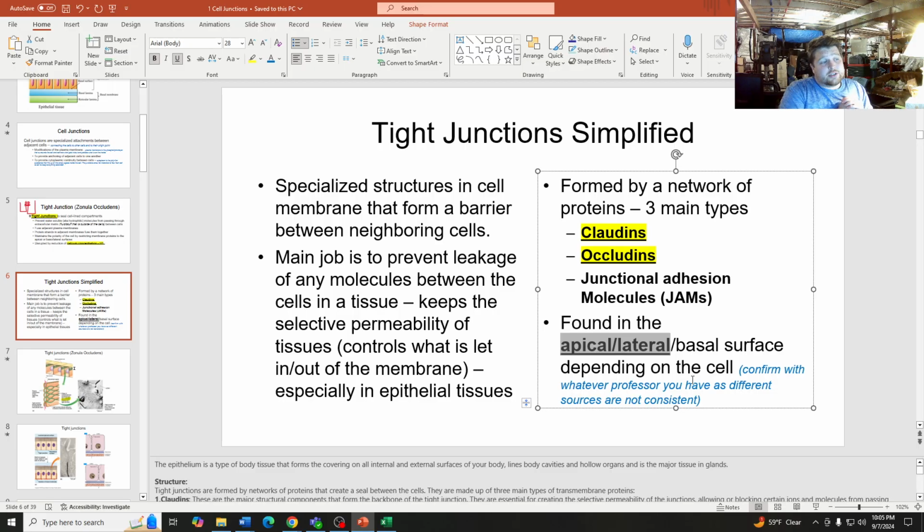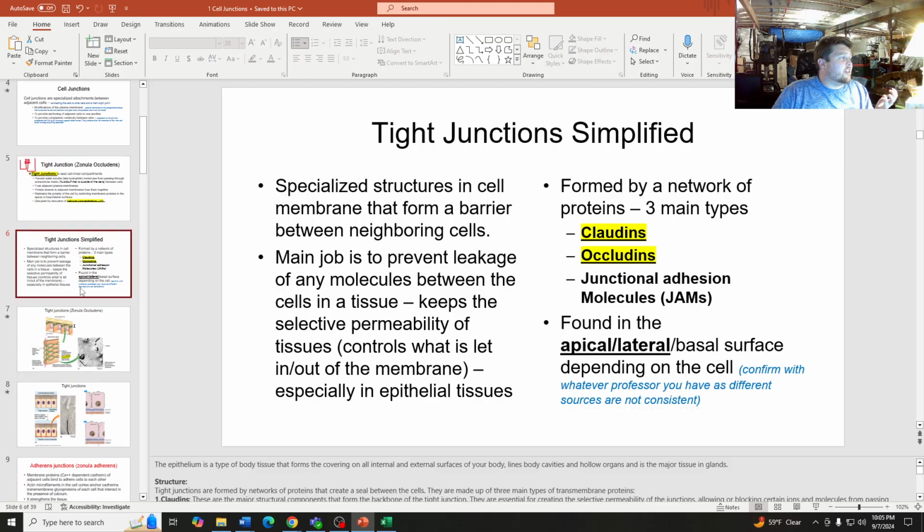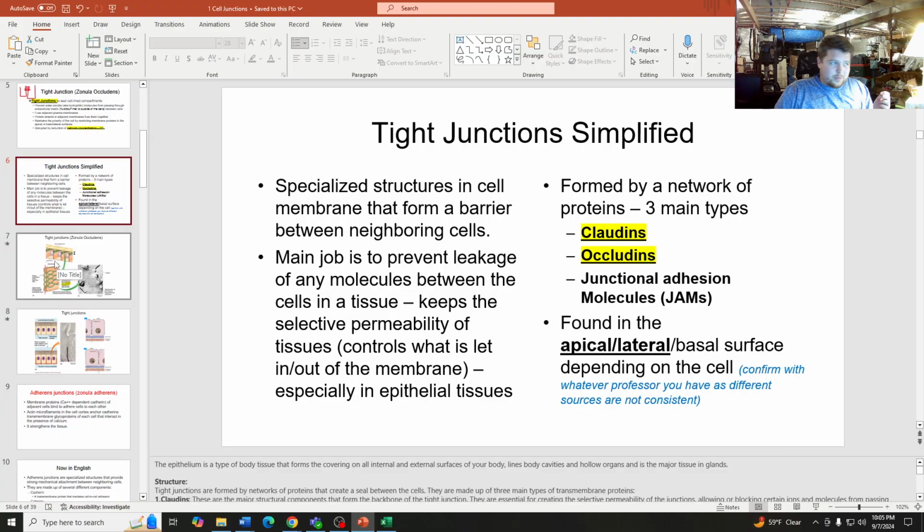What do they say? Do they want you to know apical surface, lateral surface, basal surface, or a combination of those? As you dig deeper into biology research, you can technically find them in all three of those locations. But for this course, what they are asking will depend on your professor.